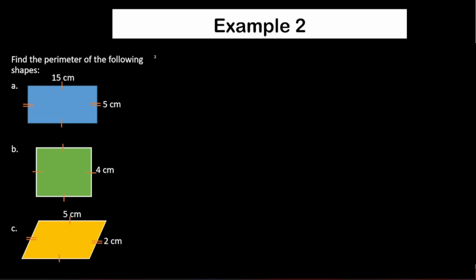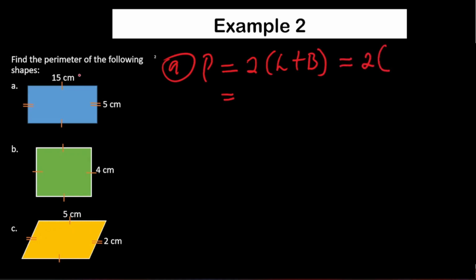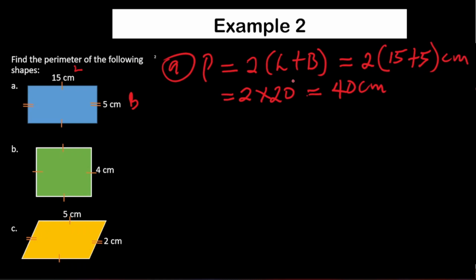So for A, which is a rectangle, the perimeter of a rectangle is 2 into bracket L plus breadth. So that is 2 into, what is the length here? The length is 15, while the breadth is 5. So that's going to be 15 plus 5, which is 2 times 20, and that gives us 40 centimeters. Don't forget to put centimeters there. It's very important. So don't forget the units.